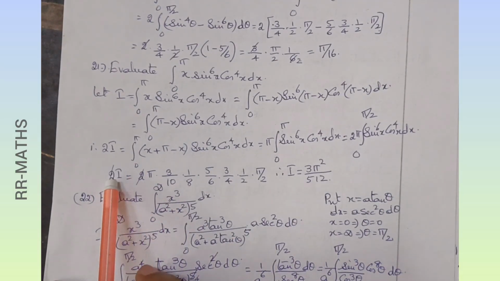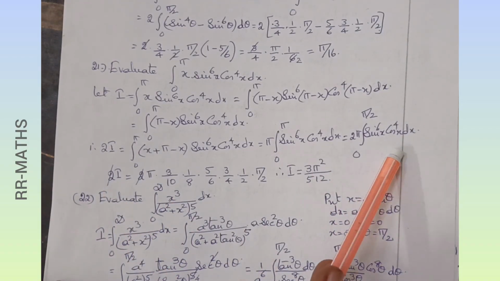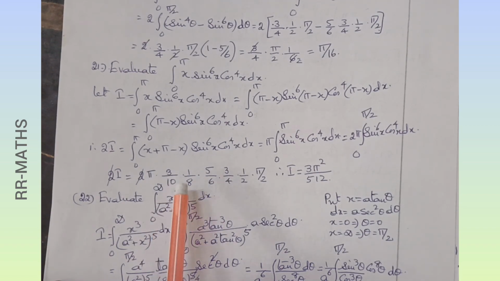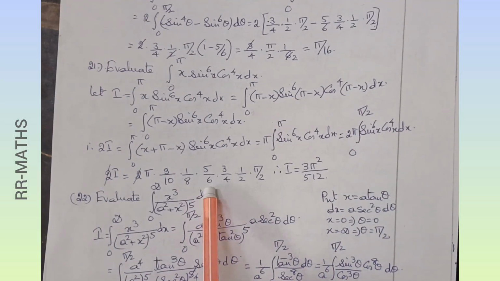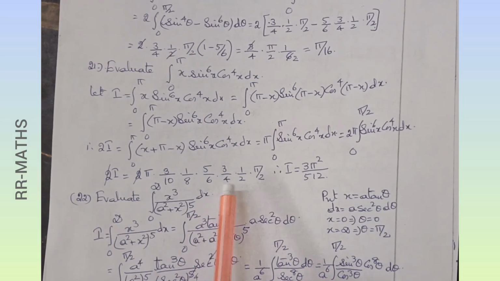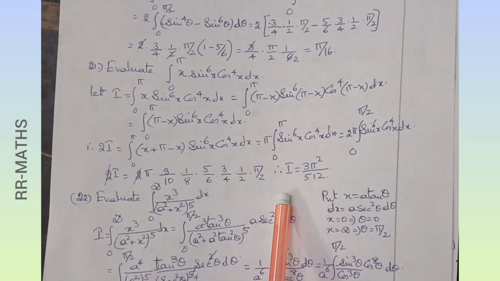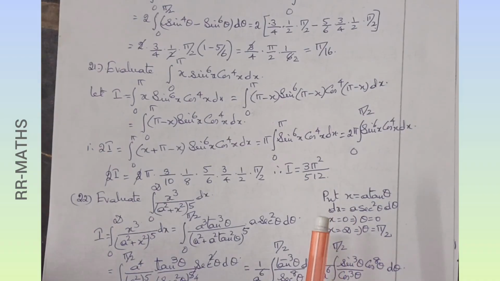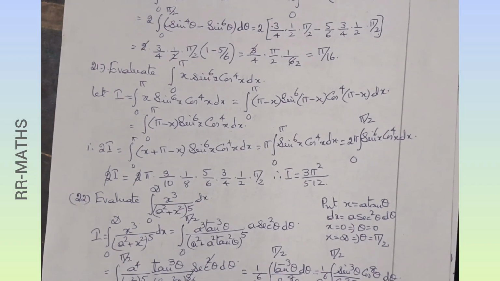So you get 2I is equal to 2 pi is there. I take the lower power 4, so that gives me 3 by (m plus n), which means 6 plus 4. So 3 by 10, 1 by 8. Then you take the other number, which is 5 by 6 into 3 by 4 into half into pi by 2. So you simplify this, you get 3 pi square by 512. So let's stop here, continue in the next episode. Thank you.